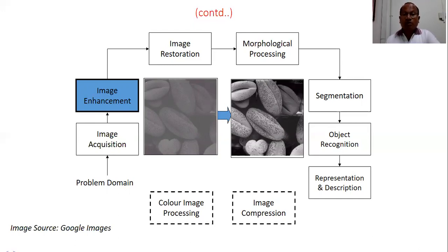But image enhancement is a broad area where the quality of the image is improved. How do we improve the quality? Either by changing the intensity value, or by improving the contrast value, and many more. As I told you, image enhancement is a big area. It's a really big area.